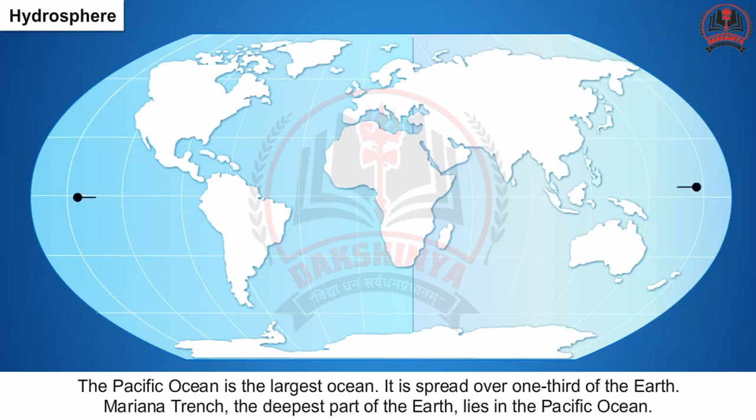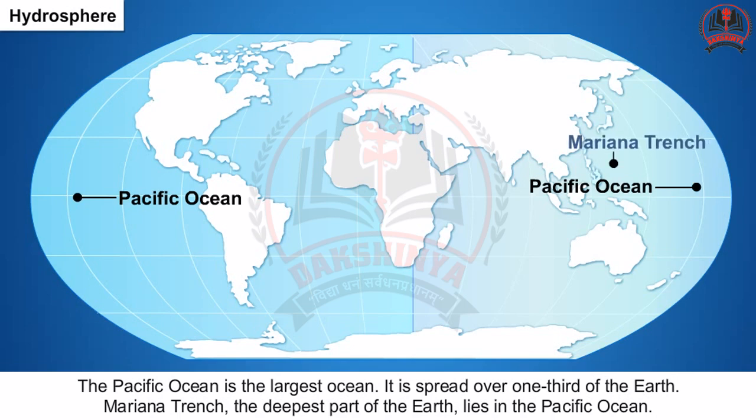1. The Pacific Ocean is the largest ocean. It is spread over 1/3 of the Earth. Mariana Trench, the deepest part of the Earth, lies in the Pacific Ocean.